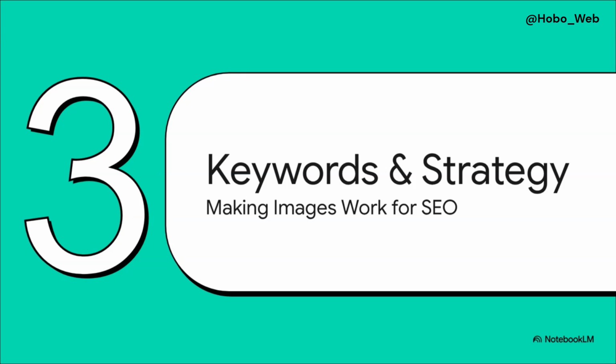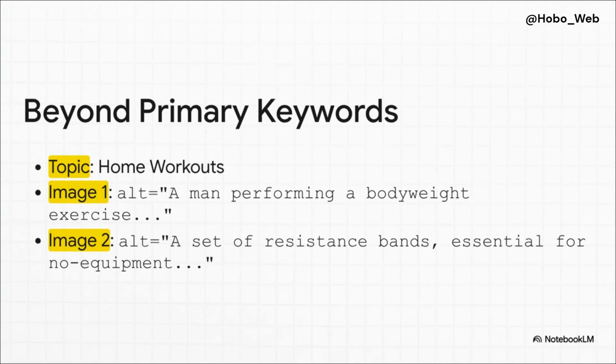Because when you do this right, your images don't just improve accessibility. They become an incredibly powerful SEO tool. This shows you how to get way smarter than just using your main keyword over and over. If your whole page is about home workouts, you don't need to repeat that in every single image.